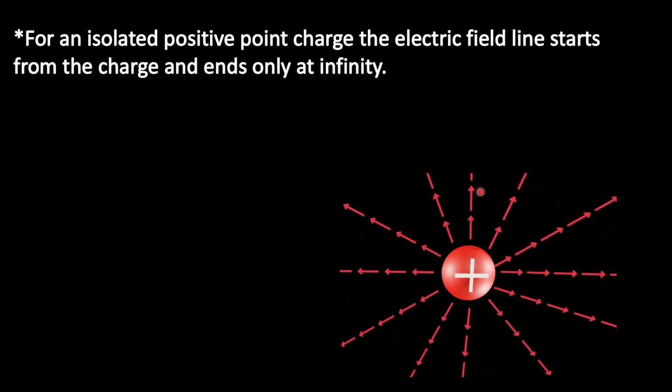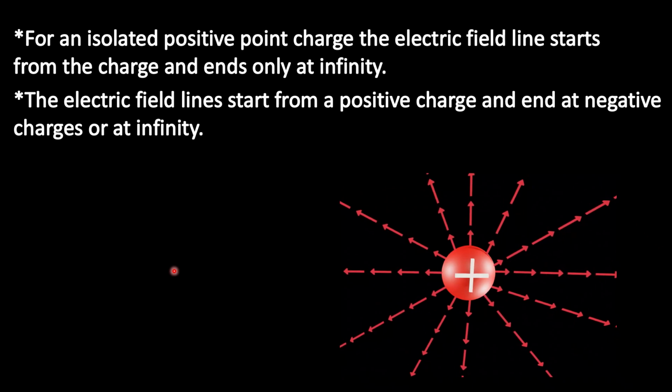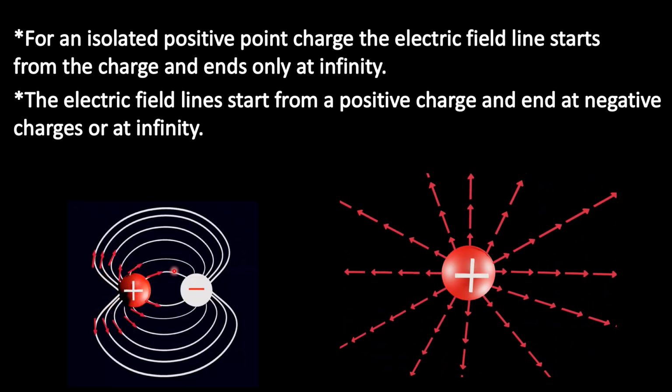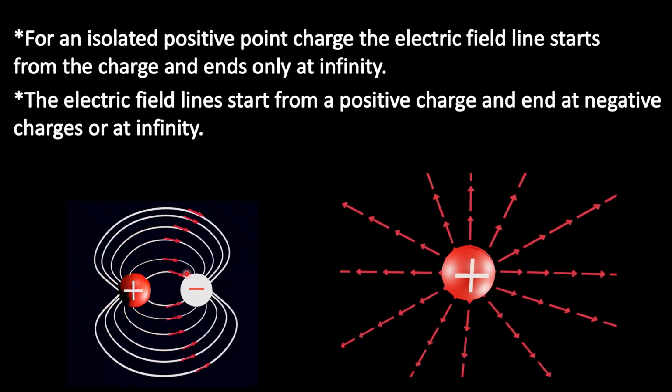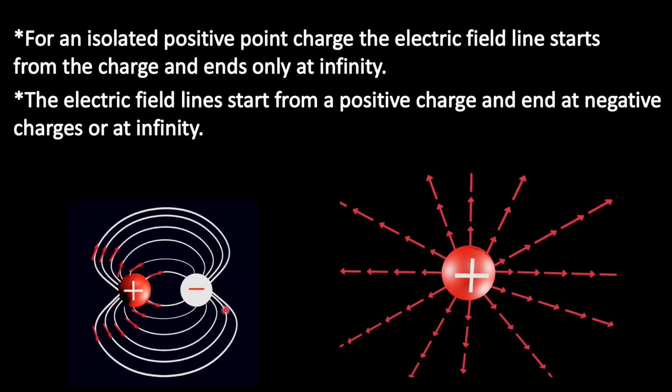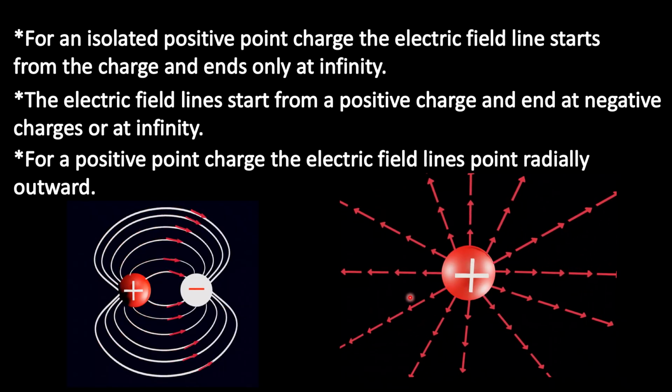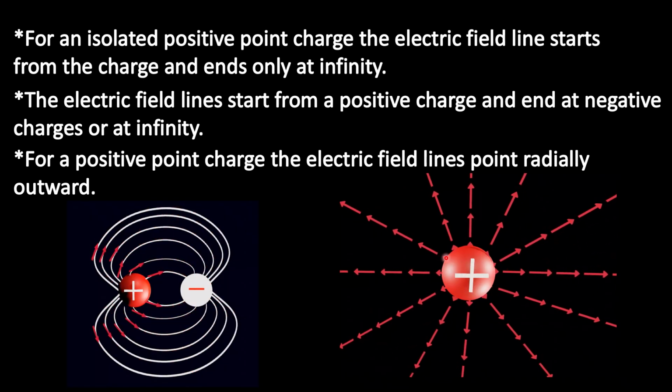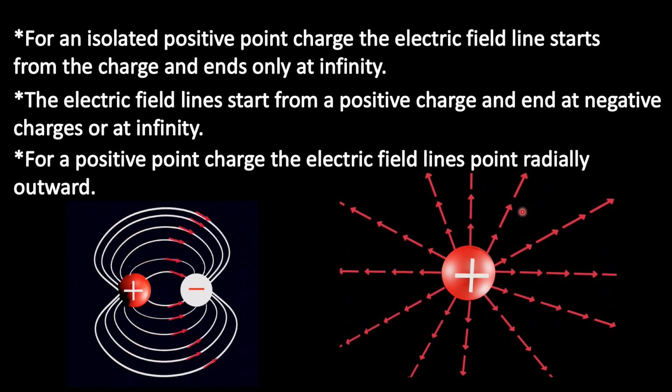For an isolated positive charge, the electric field line starts at this positive charge and ends at infinity. If there is a negative charge adjacent to this positive charge like this, the electric field line starts from this positive charge and ends at the negative charge. For a positive point charge, the electric field lines point radially outward.